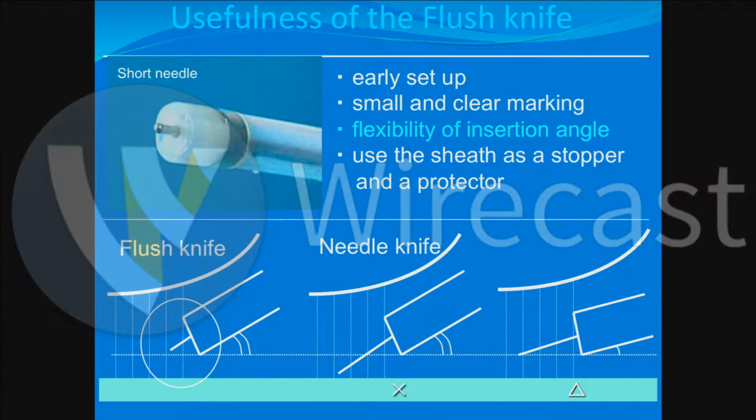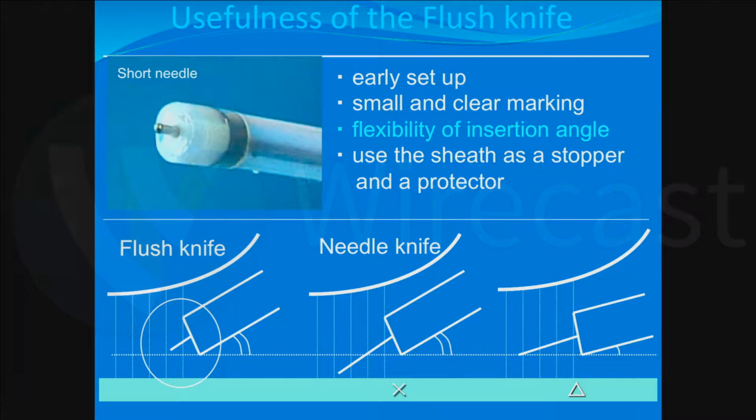The diameter of the Flush knife is larger than that of the conventional needle knife. Its tip is dull, allowing lower electric current density, and therefore it is less likely to cause bleeding and more efficient in stopping oozing of blood compared to a standard sharp fine needle knife.